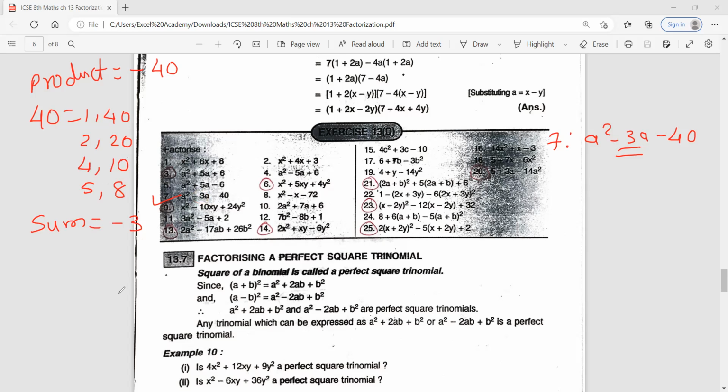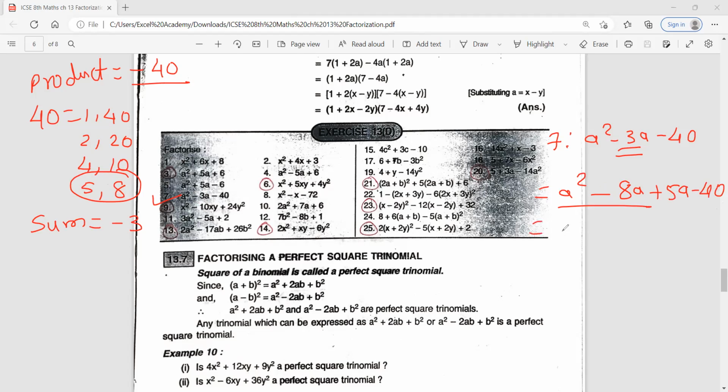Now, if you look at the sum, it is the coefficient of the middle term, which is -3. Right? -3 कब आएगा? जब प्रोडक्ट नेगेटिव है, सम भी नेगेटिव है, सो द लार्जर फैक्टर शुड बी नेगेटिव. +5 -8, correct. So this will be a square minus 8a plus 5a minus 40.